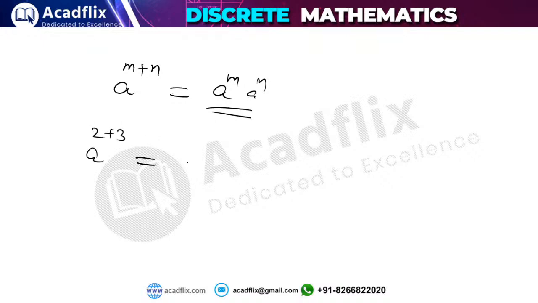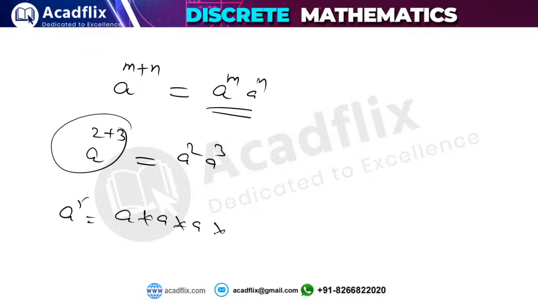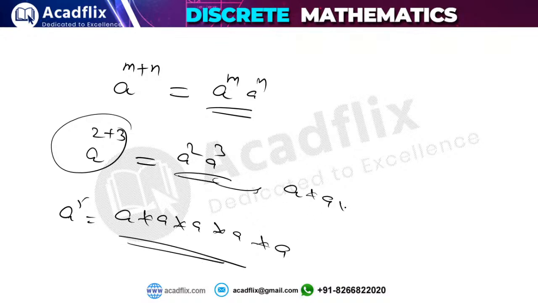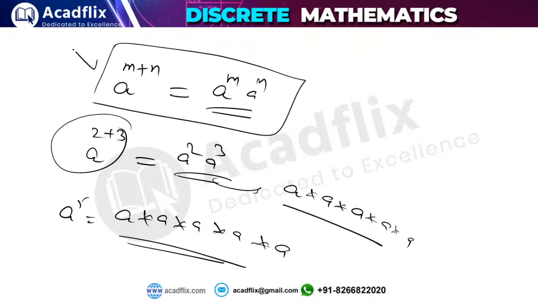Now you can see very easily, if you have a power m plus n, then it will be equal to a power m a power n. Because for example, a power 2 plus 3, what is this? This is nothing but a power 2 a power 3. Why? Because this is a power 5, and a power 5 is nothing but a star a star a star a star a. And a square a cube is a star a, and a cube is a star a star a. So you can see a power 2 plus 3 is equal to a square a cube. This you already know.